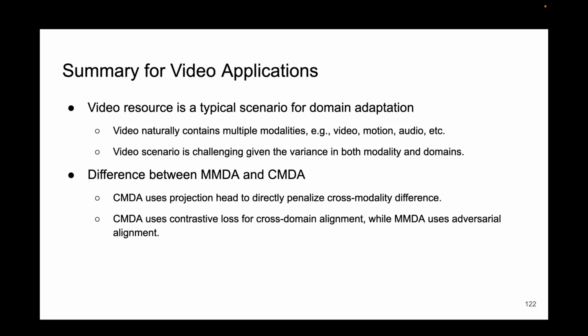Then talking about the difference between MMDA and CMDA, we know from our introduction of the framework that CMDA uses a projection head to directly penalize the cross-modality difference. But MMDA utilizes a very traditional and canonical adversarial alignment across the two modalities, both appearance and motion, for each of the source and target. Secondly, CMDA uses contrastive loss for cross-domain alignment, while MMDA utilizes adversarial alignment, as we just introduced. This is so far for the application of video action recognition.